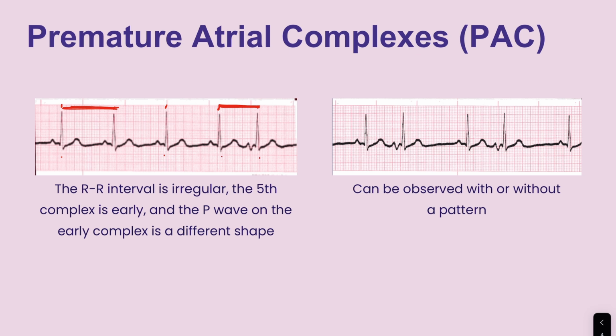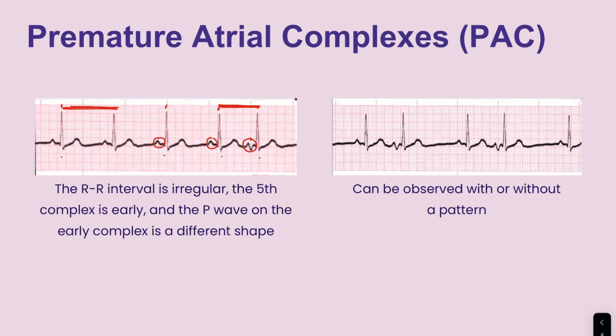When we look at it, this is our P wave. Does that P wave look like the rest of them? No, it looks different because the complex is coming from somewhere other than the SA node. It's kicking it off early, but we have a P wave. That's important. We have a P wave, we have a QRS complex, it just came early. And it looks a little bit different than the others. That is a PAC.